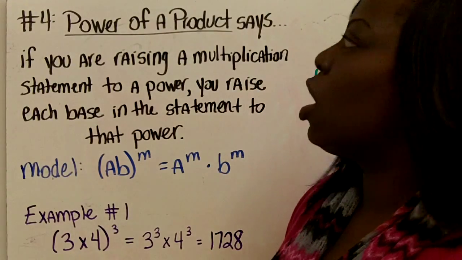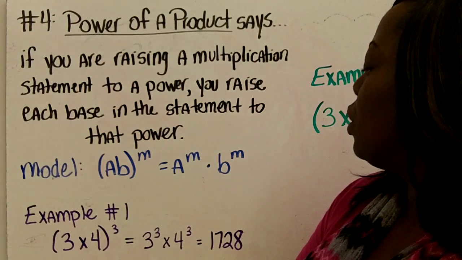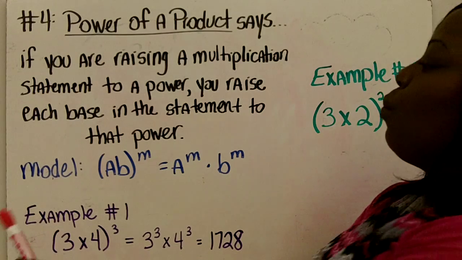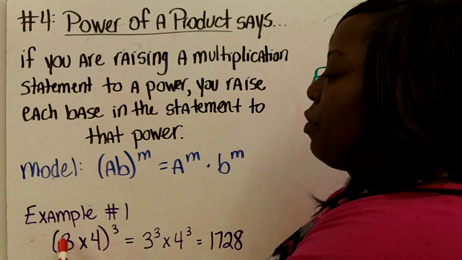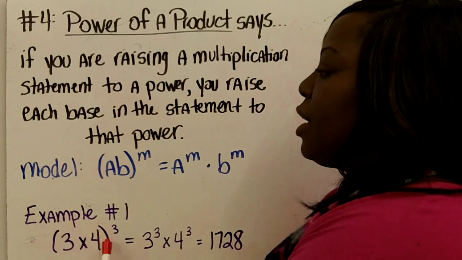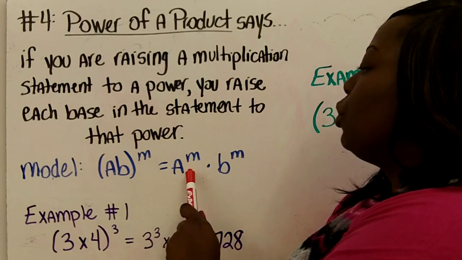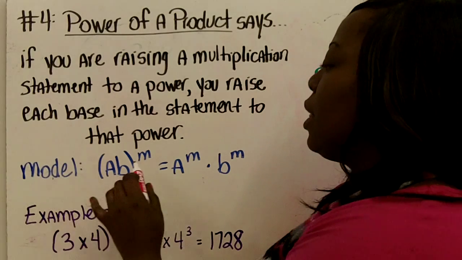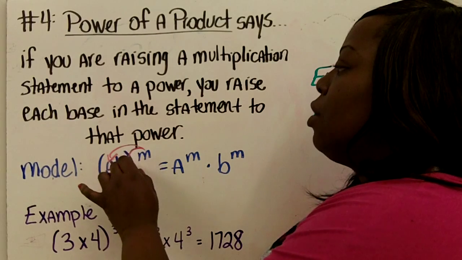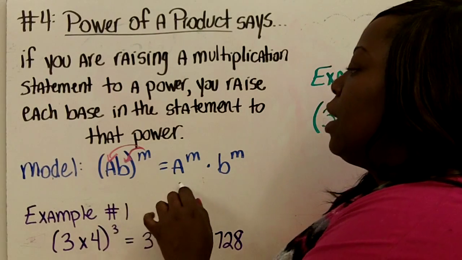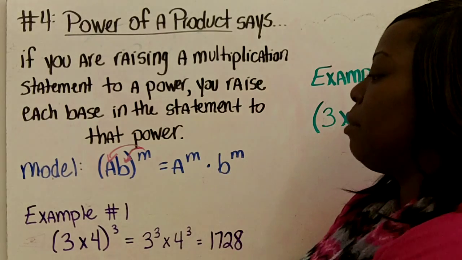The next rule we're going to talk about is the power of a product rule. Basically, what this rule is saying is that when you are multiplying 2 numbers and there's parentheses, everything inside the parentheses is being raised to that power. Therefore, you simply apply the exponent on the outside of the parentheses to the bases on the inside of the parentheses. Therefore, we will have a to the m power times b to the m power.